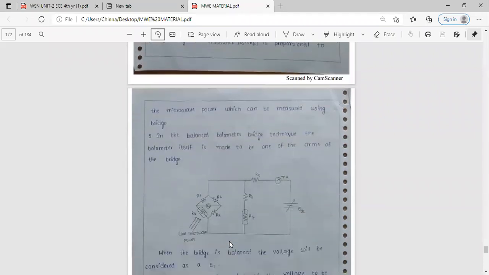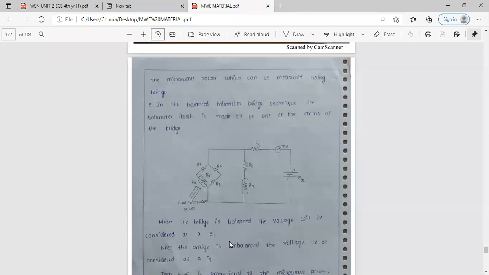So the power will be measured using some bridge techniques, the bolometer bridge techniques. The bolometer itself is made as one of the arms of the bridge.